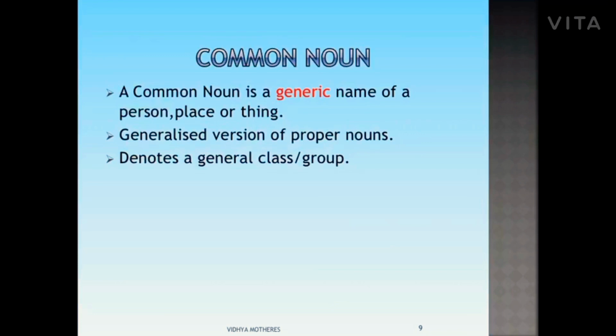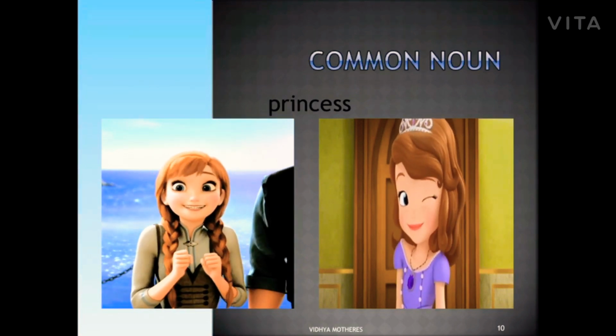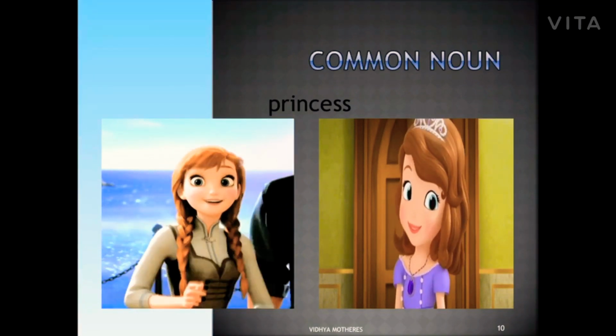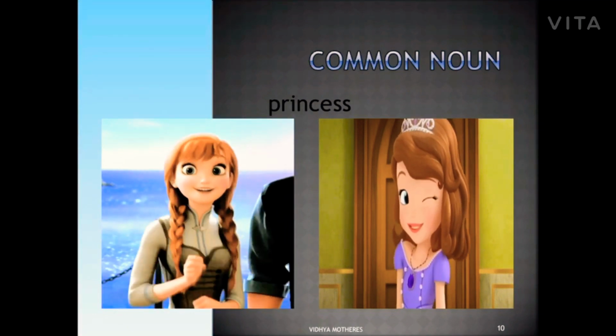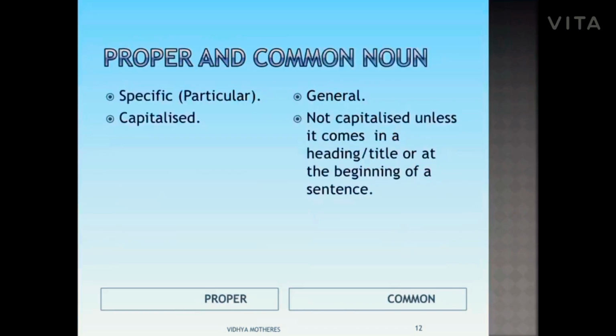Common noun. A common noun is a generic name of a person, place, or thing. Generic is the opposite of specific. Generic meaning more generalized. Common nouns are generalized versions of proper nouns, and they denote a general class or group. The same example, but we can refer to both these girls as princess. And here we use the word superhero.